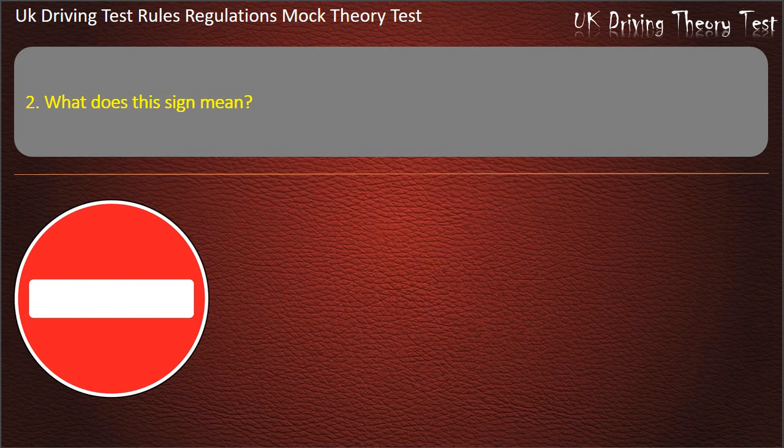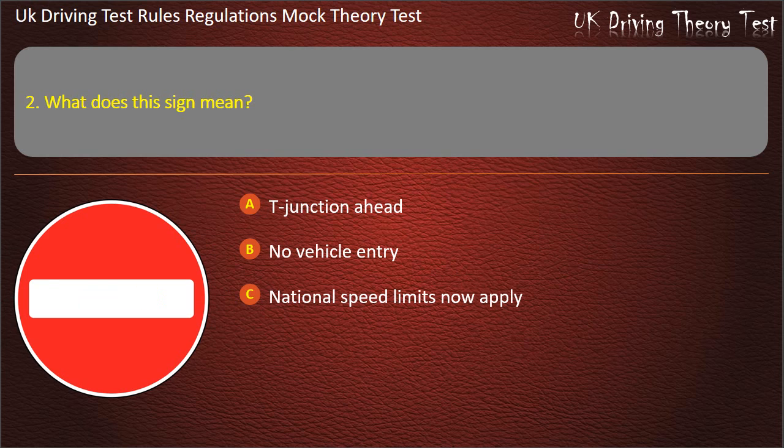Question 2. What does this sign mean? T-junction ahead. No vehicle entry. National speed limits now apply. Roadwork ahead. Answer. No vehicle entry.